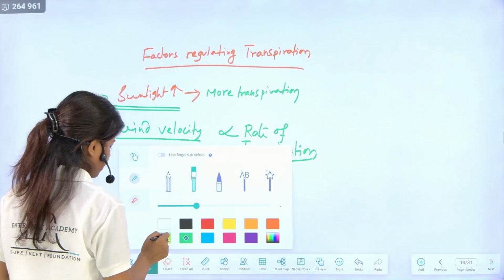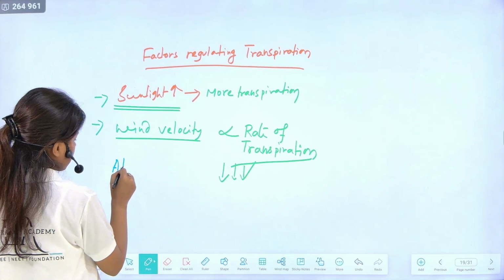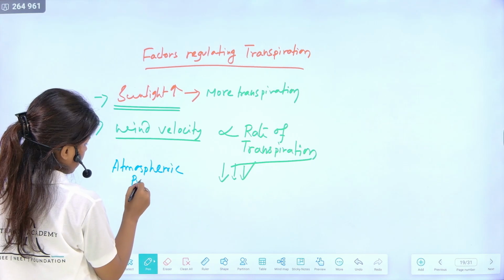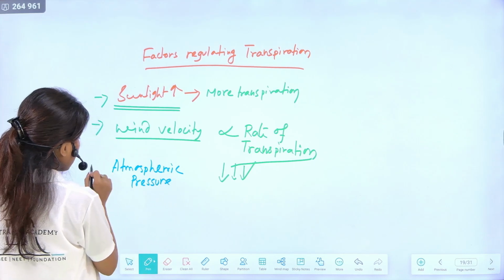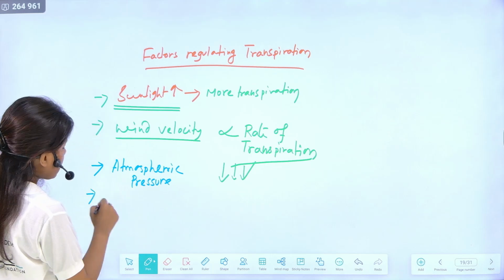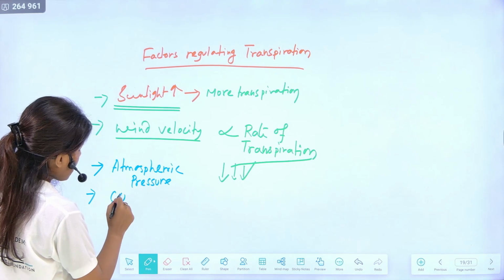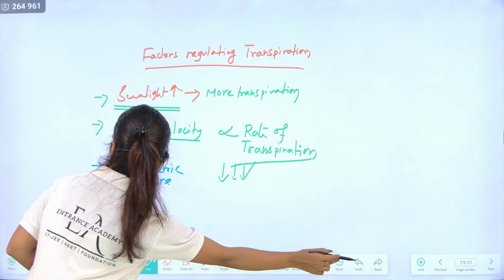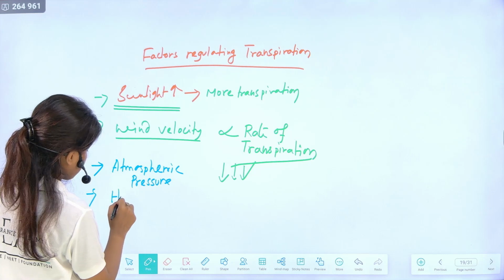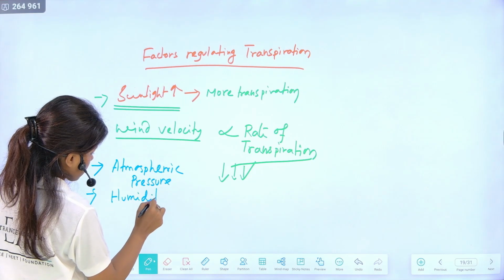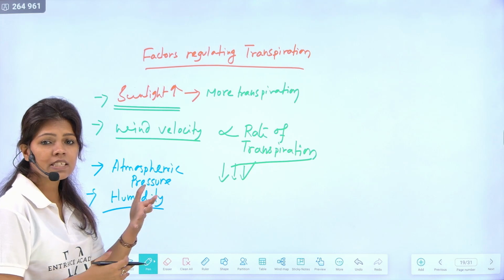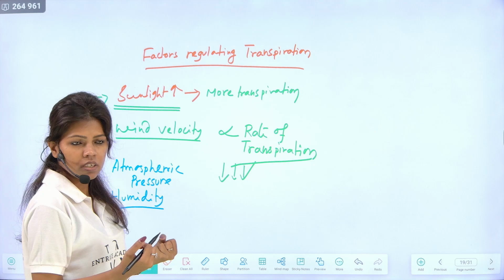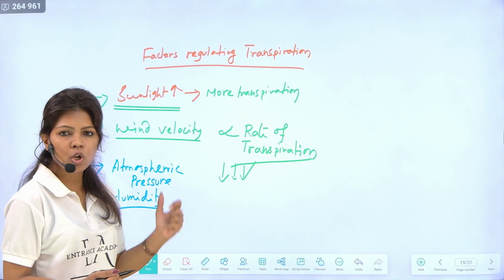The third factor, atmospheric pressure, which also regulates the rate of transpiration. Another factor is humidity. If the air contains an excess amount of water vapor in it, the air is already wet, then the rate of transpiration will be lower in that case.